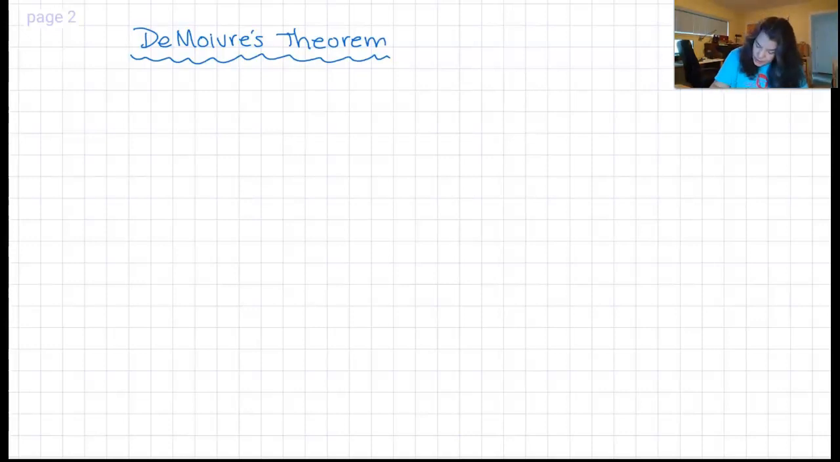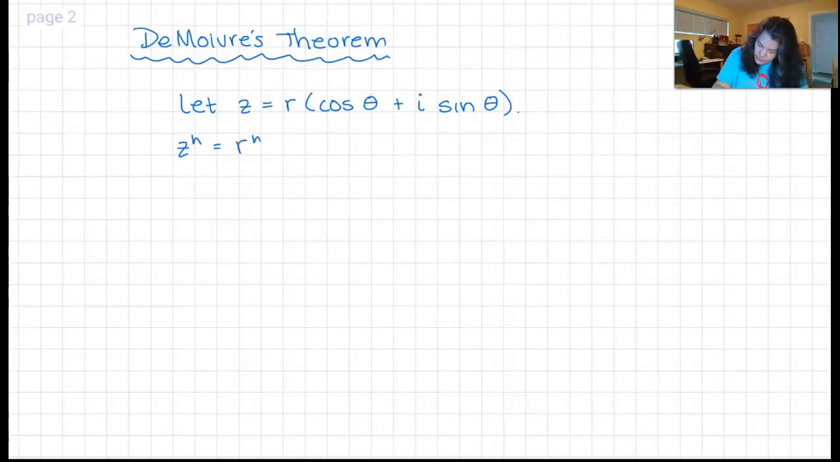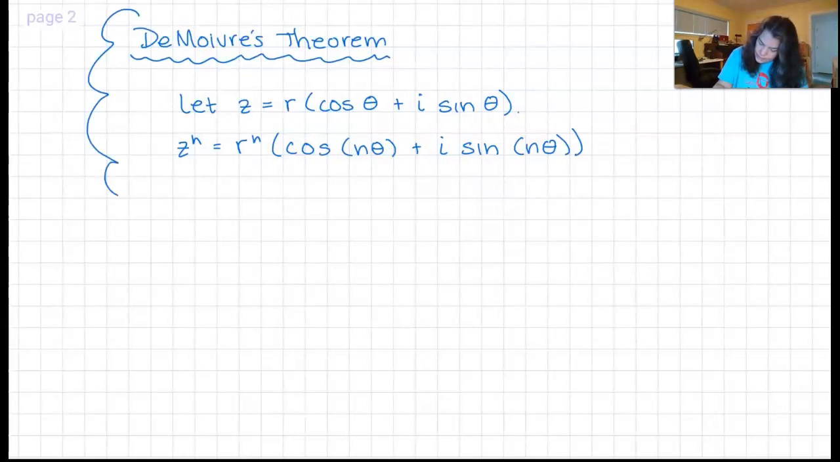Alright, so if we let z equal, now this time I'm going to use the longer notation, to make it a little more formal, r times cosine theta plus i sine theta, then z to the nth will equal r to the nth times cosine n theta plus i sine n theta. And there it is.